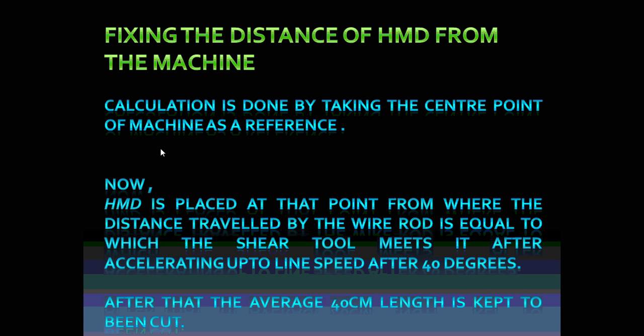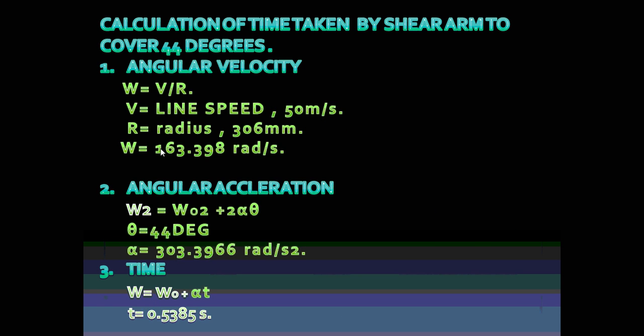So, fixing the distance of the HMD from the machine. This is the first aspect of the project, where we have to place the HMD, hot metal detector. For this we have done some calculations, which give results for where to place the HMD. These are the calculations.